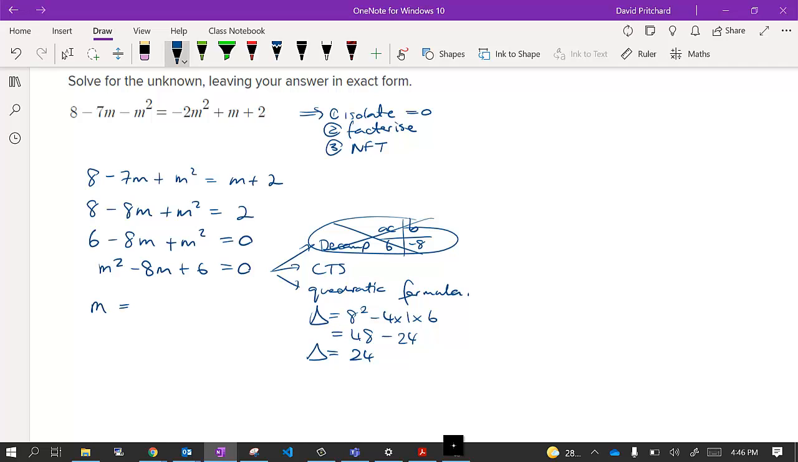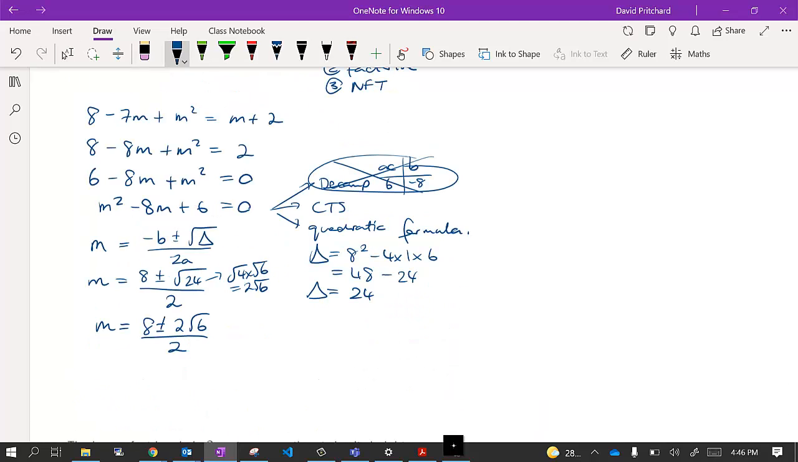So m will be equal to negative b plus or minus the square root of the discriminant on 2a. So negative b is negative 8, which is positive 8, plus or minus the square root of 24 on 2 times a, which is 2. And possibly we can see that this is root 4 times root 6, and that would make that 2 root 6. You don't have to go down that path. Again, that's a third skill that maybe not all of you have done. We've got m is equal to 8 plus or minus 2 root 6 on 2.